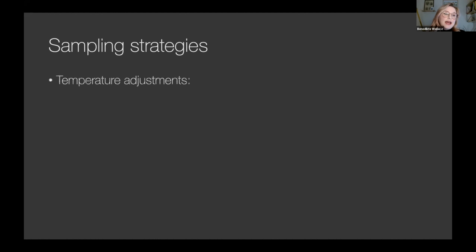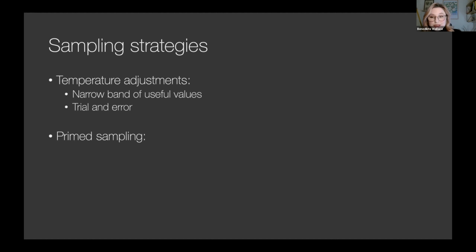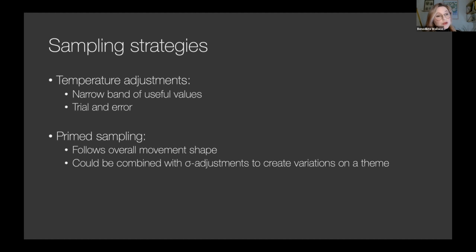Our findings can be summarized into the following recommendations. Adjusting pi and sigma during sampling allows variations to be produced within quite a narrow band of useful values, and these need to be determined by trial and error. So there's still a little alchemy left here. Using new movement sequences to prime the model can ensure that the generated sequence follows the overall movement shape and style of the priming example. And by further combining priming and, for example, sigma temperature adjustments, one could produce several variations on a theme.